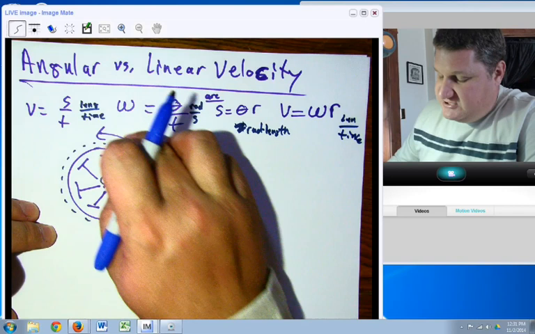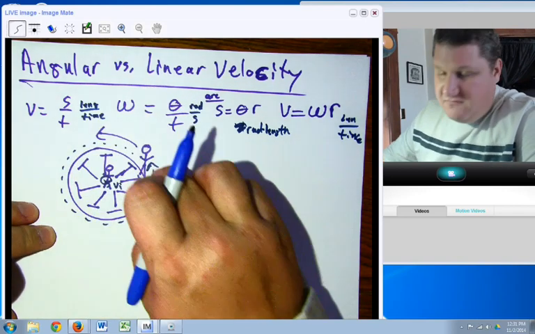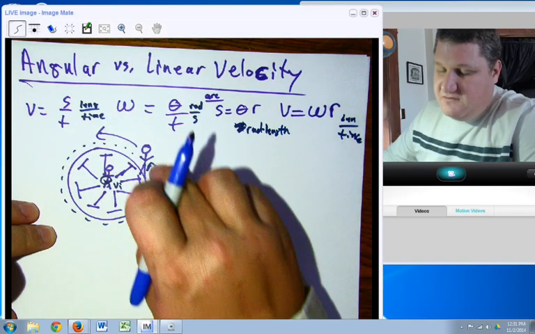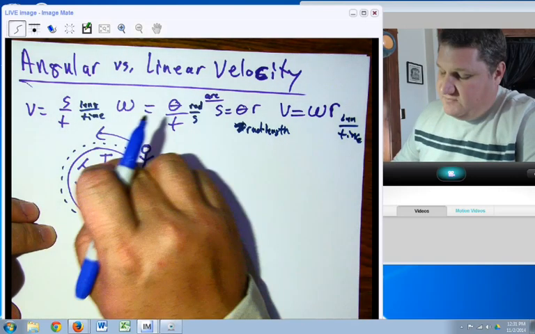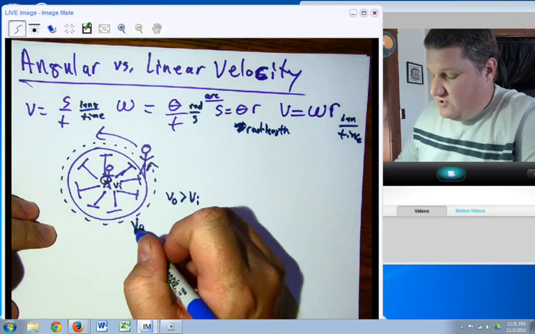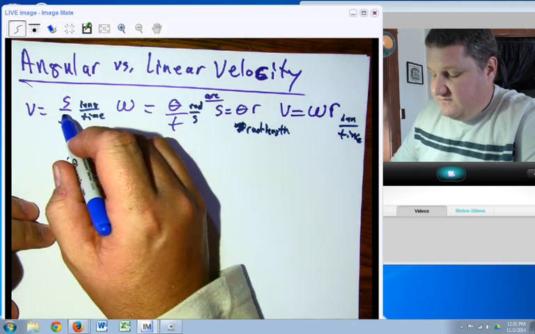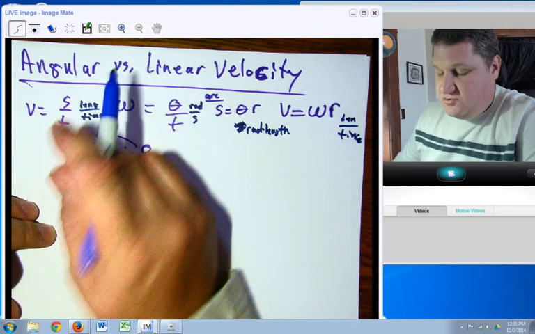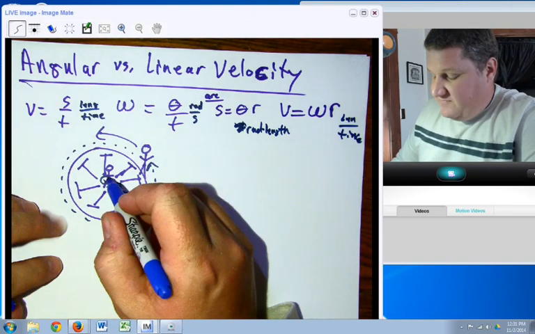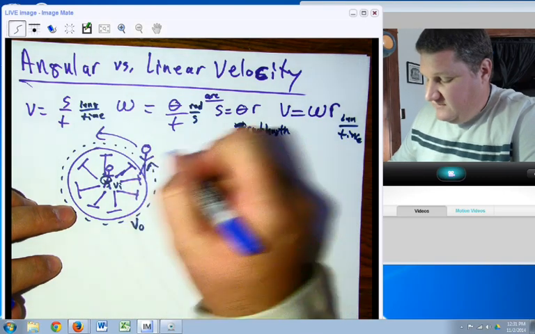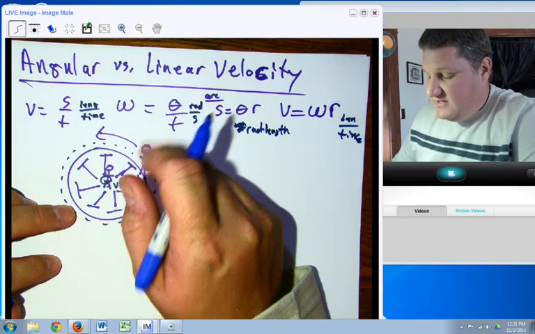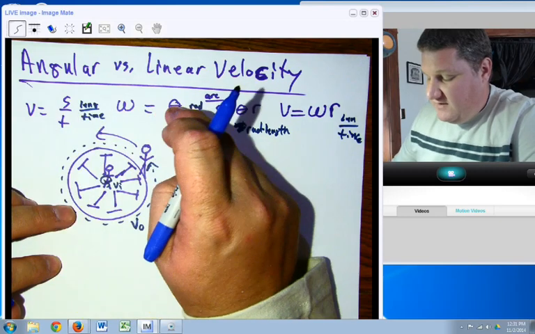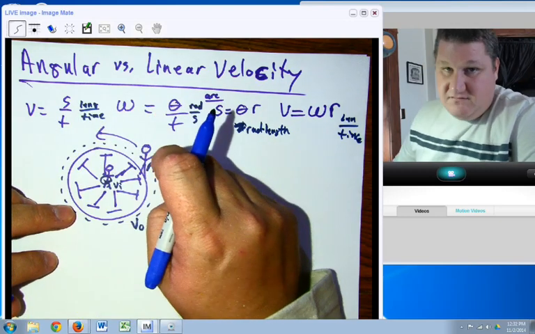This person travels however far it is around once, however far it is around twice, however far it is around 3 times. This kid still hasn't moved, even though he's just spun in circles. So the idea with linear velocity is it's going to be related to the radius. The kid in the middle has a radius of 0. The kid on the outside has a radius of whatever the radius of the merry-go-round is.